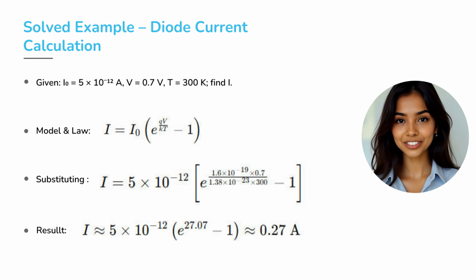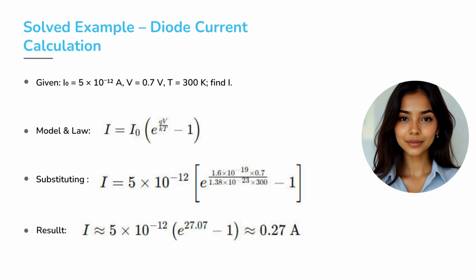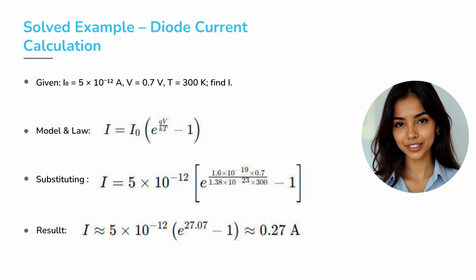Suppose we are given these values. I0 equals 5 times 10 to the power negative 12 amperes, V equals 0.7 volts, and temperature is 300 Kelvin. We are asked to calculate I, the diode current. We'll use our trusty textbook friend, I equals I0 times the quantity e raised to the power qV divided by kT, minus 1. Plug in the numbers.